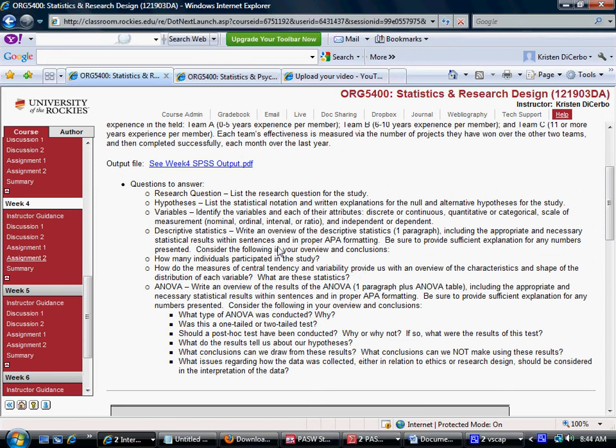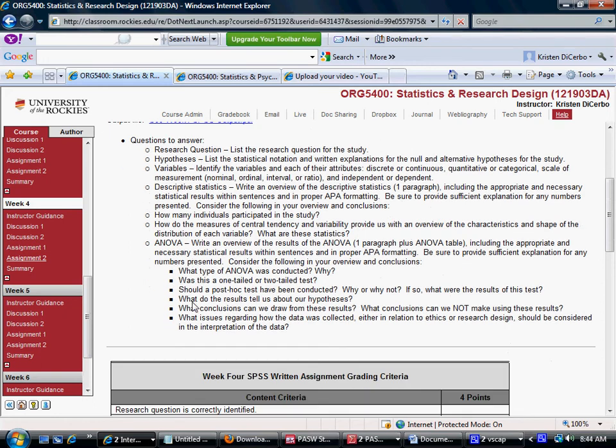All right, variables we've talked about quite a bit by this point. Your descriptive statistics, again, you're going to describe the central tendency and variation and all those pieces. How many people participated in the study? There you go. Now in the ANOVA, we want to make sure that we're looking again at what type of ANOVA. So this is a one-way ANOVA because we just have one variable that we're looking at predicting the continuous variable. Again, one-tailed or two-tailed.